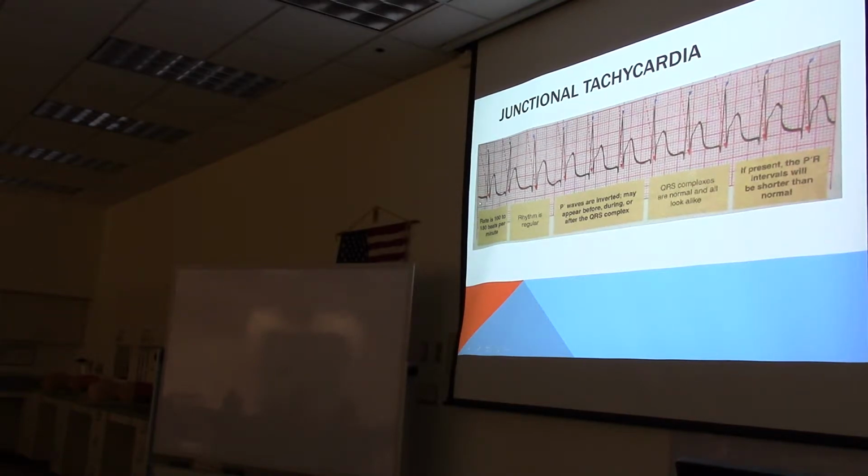All right, so this is showing you a junctional tachycardia. The rate is faster than 100 per minute, but there's no P waves to be seen, but there's a normal looking QRS. So fast rate, no P waves. This one doesn't even have inverted P waves. But the QRS looks normal, so we come to the conclusion that it's a junctional tachycardia.